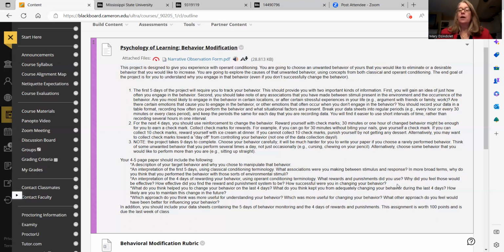It's important to me that you know that you don't get any points if you were successful, and you don't lose any points if you were unsuccessful. So that has very little to do with the grade on this. What I'm looking for here is that you come up with a plan and you're able to apply classical and operant conditioning to your behavior, to yourself.